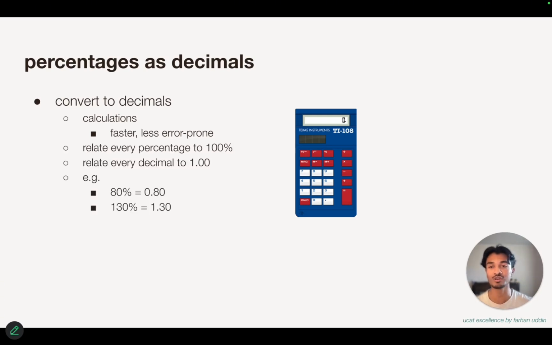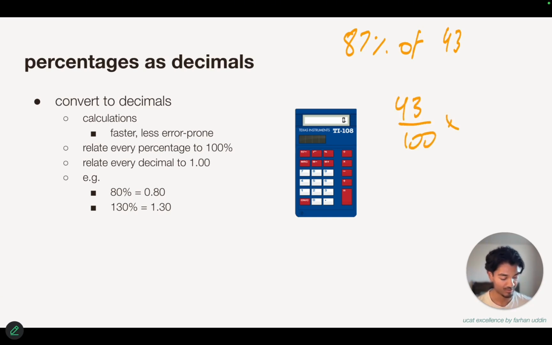So what I want you to do is relate every percentage to the number 100%. And therefore, relate every decimal to 1.00. For example, 80% becomes 0.8 and 130% becomes 1.3. So if I am tasking you to find 87% of the number 43, then you're not going to do this, where you go 43 divided by 100 times 87. You're just going to go 43 times 0.87, because that's the fastest way to do it.